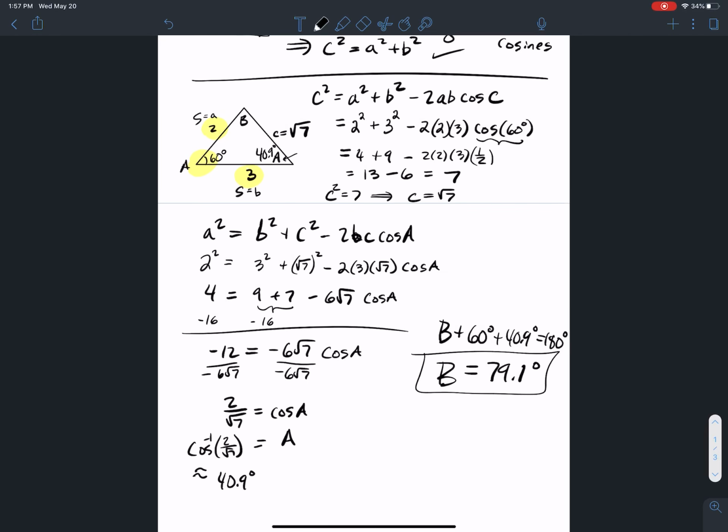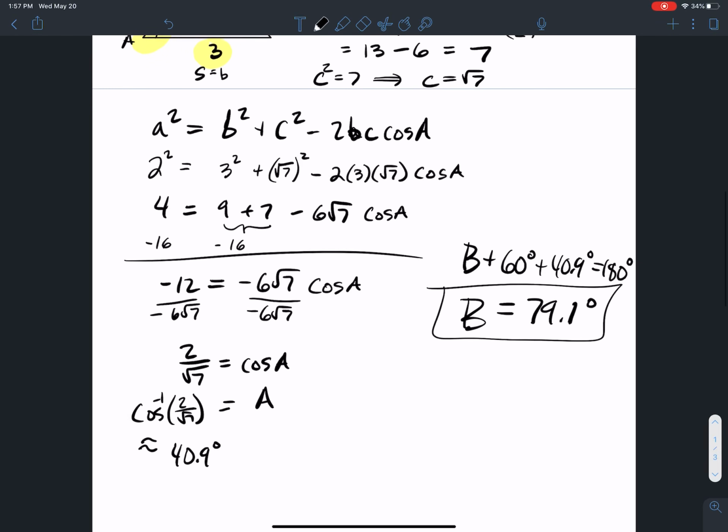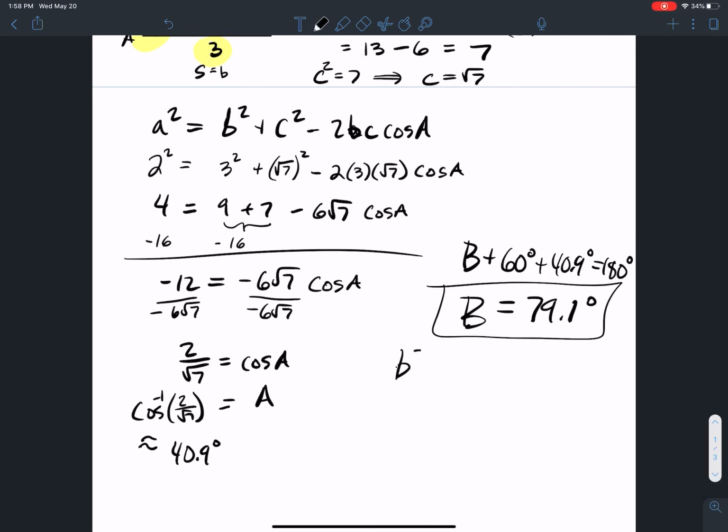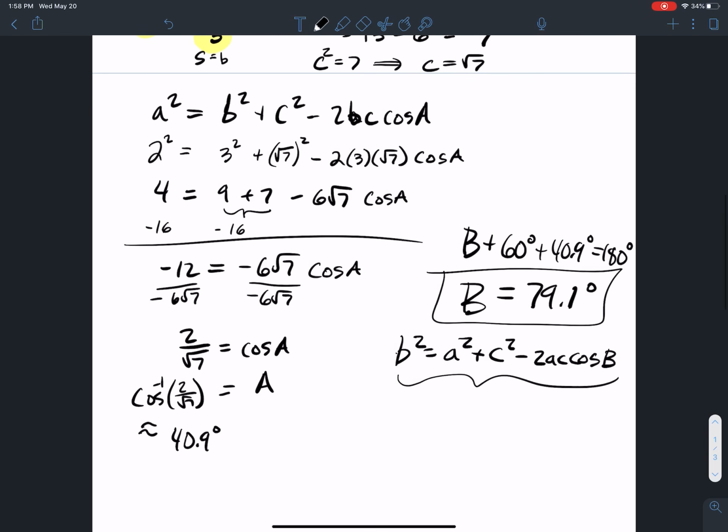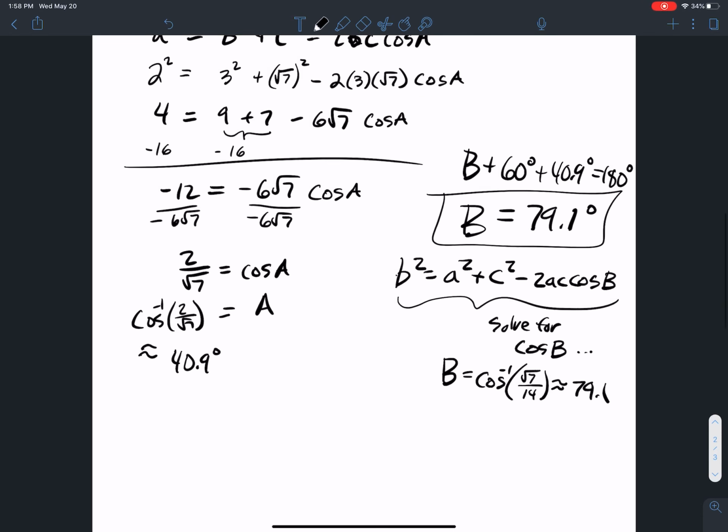All right, you could use your law of cosines again and just do b squared equals a squared plus c squared minus 2ac cosine B if you wanted to, and then solve for cosine B, and you'll get the same answer. Ends up being, if you want to know, cosine inverse of square root 7 over 14, which gets you 79.1. Okay?